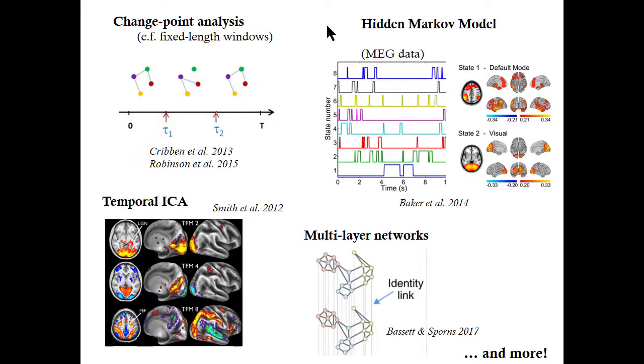And there have been many different approaches suggested to doing dynamic connectivity analysis. These are just a few different examples. So change point analysis, for example, tries to find at what time points in the data there seem to be marked changes in the statistics of your signals, rather than just looking at over some fixed window size. And hidden Markov models and other such approaches are now being applied more and more to look at state changes.